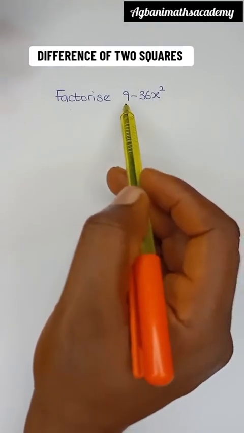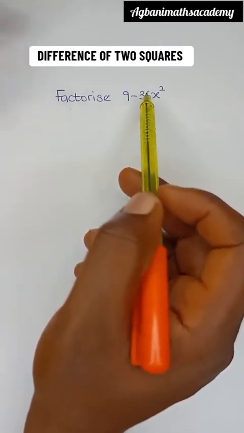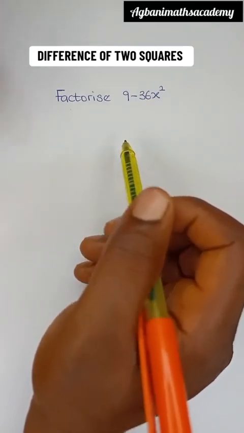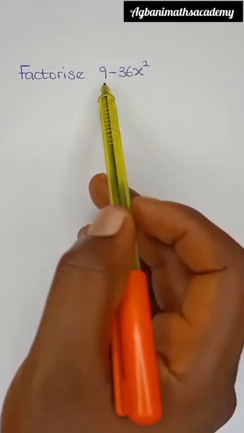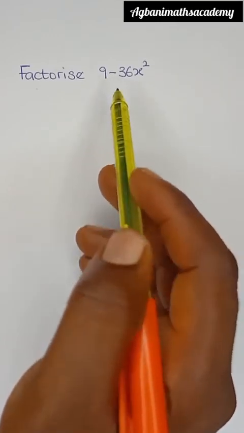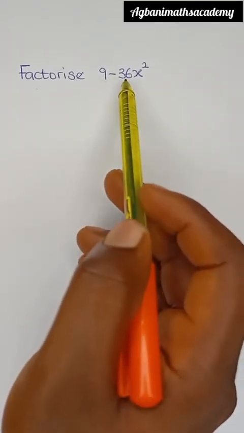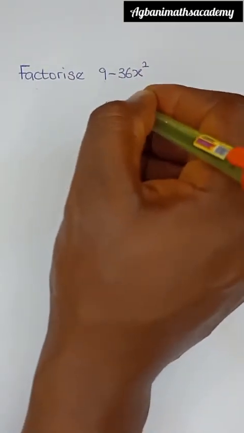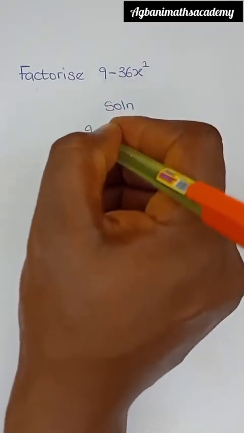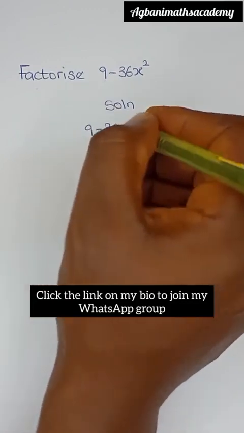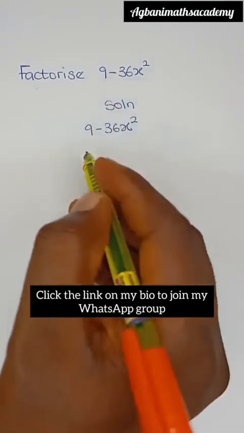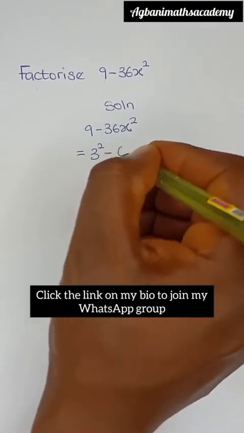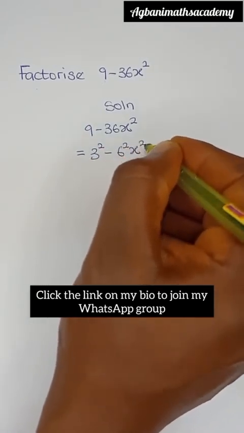Okay, so any number whose square root is a whole number is a perfect square. So if you look at 9, 9 is a perfect square. If you look at 36, 36 is also a perfect square because the square root of 36 is 6. So what we're going to do, we're going to convert 9 to 3 square, and we're going to convert 36 to 6 square. So let's do that. Solution. So we have 9 minus 36x square. So this will be equal to 3 square minus 6 square x square.